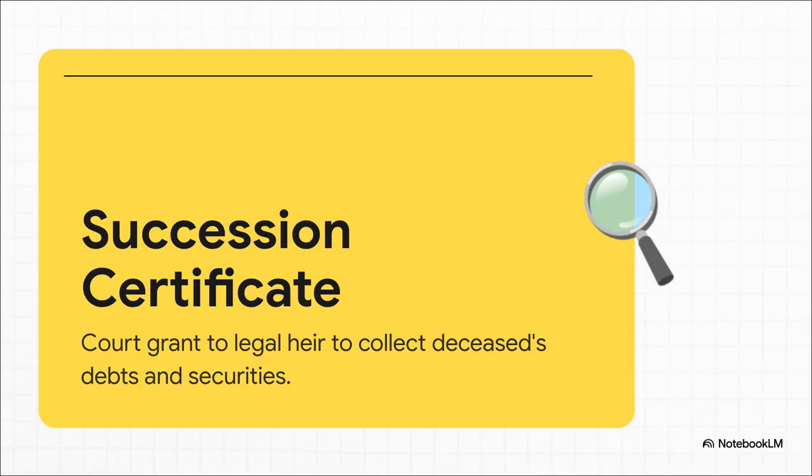Now, pay attention to the classroom explanation here. A succession certificate is not some magic wand for all property. No, it's strictly and uniquely limited to 2 things: debts and securities. So if there's a bank balance, a provident fund, or shares in a company, this is your tool. Take your highlighters right now and highlight the words debts and securities. Do not write about immovable property like land or houses in this section. The evaluator will dock marks if you confuse this scope.